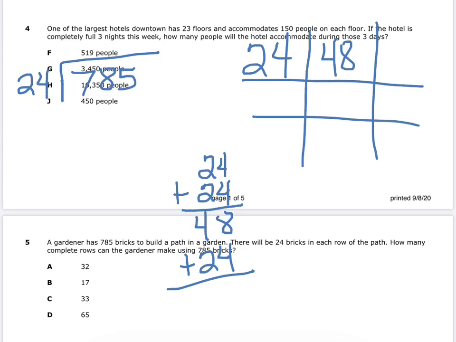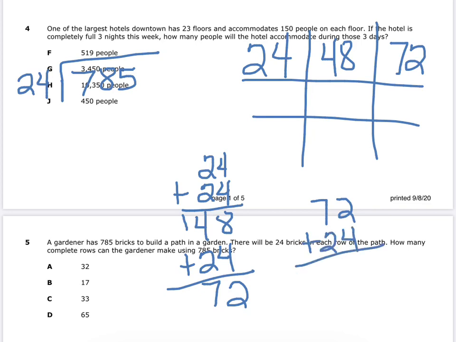8 plus 4 is 12. 4 plus 1 is 5. 5 plus 2 is 7. So that means 24 times 3 is 72. 72 plus 24. 4 plus 2 is 6. 7 plus 2 is 9. That means 24 times 4 is 96.